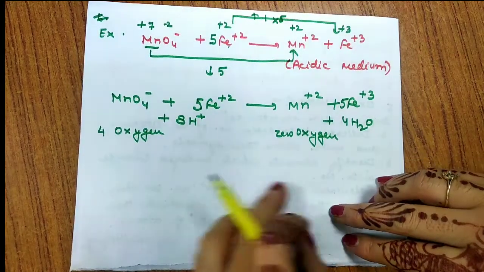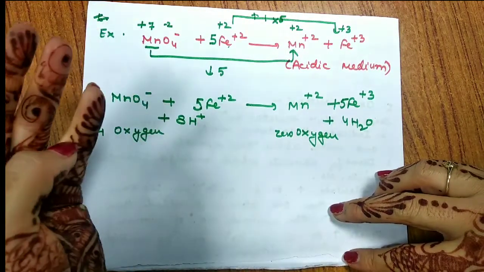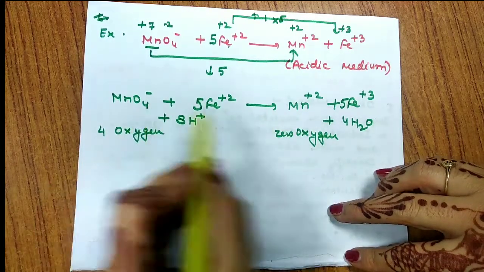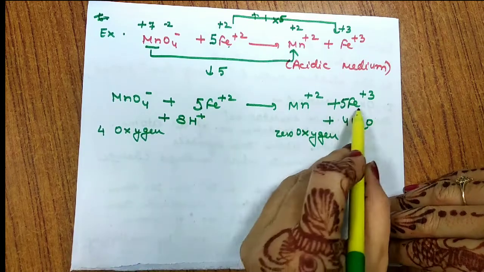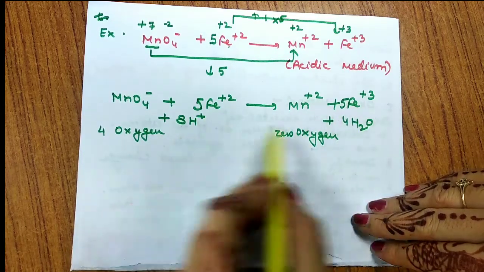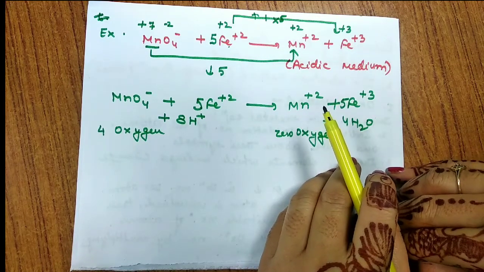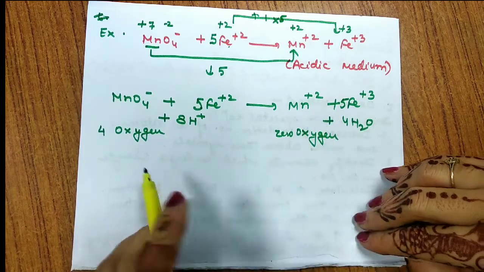And the next step is we need to check whether it is balanced with respect to atoms and with respect to ions. Let's see. Mn 1, balanced. Oxygen 4, balanced, 4 oxygen. Iron 5, yes, iron 5. Hydrogen 8, yes, hydrogen 8. So with respect to atoms, it is balanced. But wait, we need to check with respect to charge also, with respect to ion.